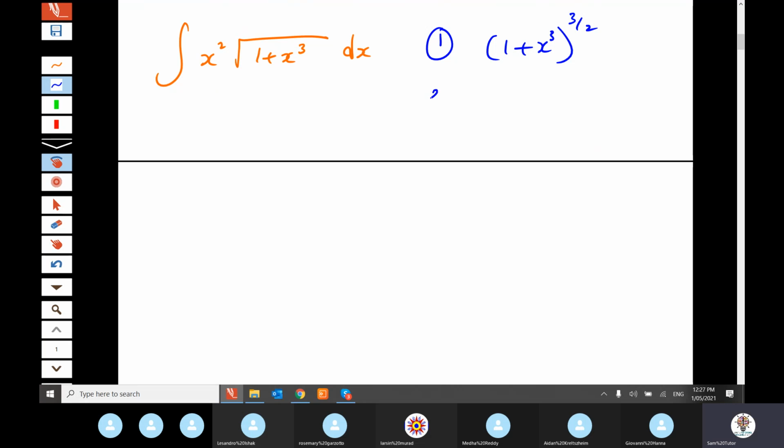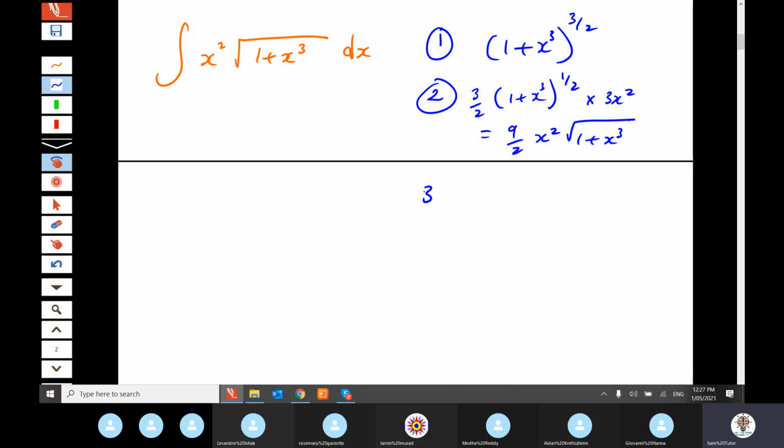Differentiate. 3 over 2, 1 plus x cubed to the power of a half. That's when you're happy because that's exactly half times 3x squared. You're even happier because now you've got x squared as well. But the only thing is you've got an extra 9 over 2, 9 over 2 x squared root 1 plus x cubed.